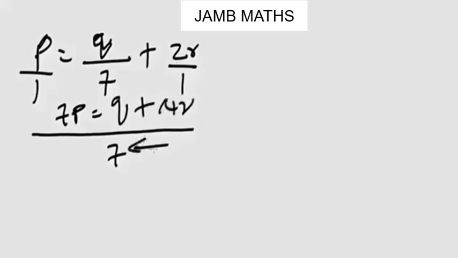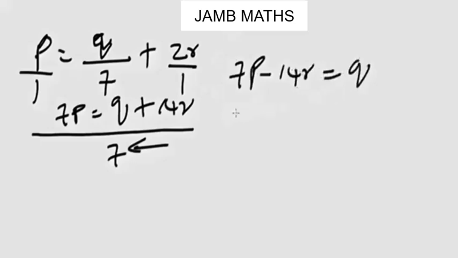So at this juncture, don't make use of the 7. The LCM no longer performs any function. So we now have 7P equals Q plus 14R. Now we have to make Q the subject of the formula, and to do this 14R will cross over the equality sign. When you do that, our Q will be 7P minus 14R equals Q. So that will be the answer.